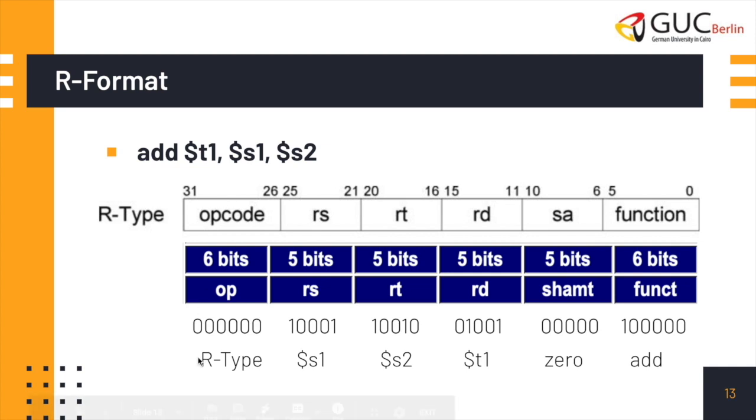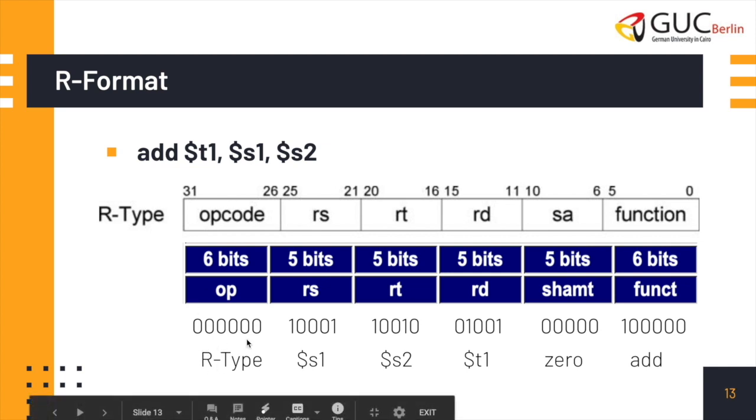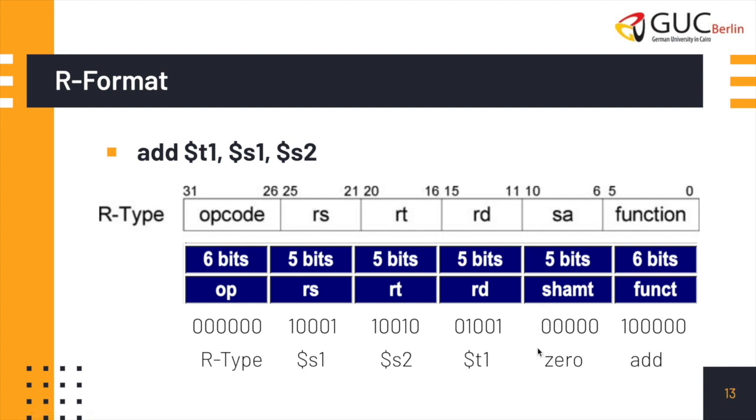As you can see, we have here the opcode, which is zeros, identifying that it's an R-type, and the function, 100000, stating that it's an add instruction. Then the RS is 10001, which is S1. The RT is 10010, which is S2. The RD is 01001, which is T1. And finally, the shift amount is 5 zeros, which is 0. Then these values are concatenated together to have a 32-bit instruction.